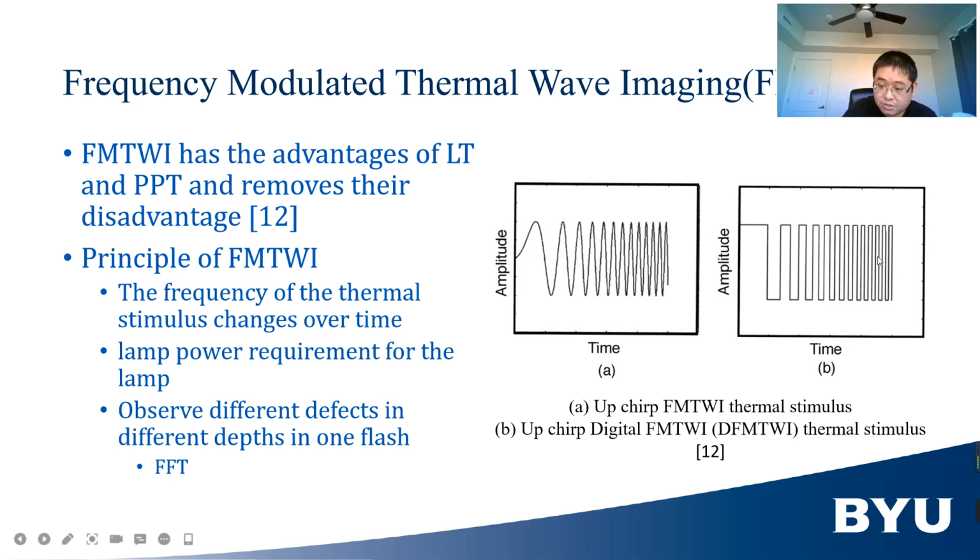It also has a digital version by replacing the sinusoidal wave with a square wave. The benefit of having this digital version is that the average energy magnitude of a square wave is higher than a sinusoidal wave. Basically, it means that we can stimulate the sample more using the same power lamp. And once again, since we have information under different frequencies, we are going to use FFT to observe different defects in different depths in one flash.